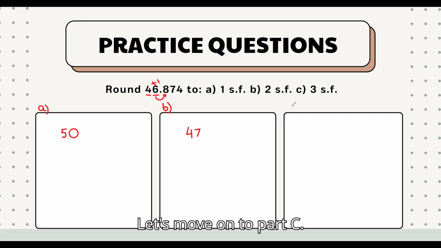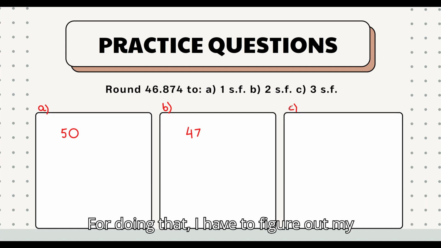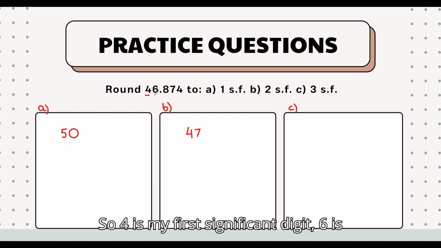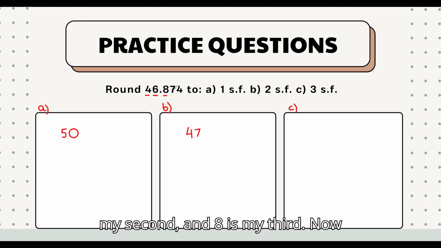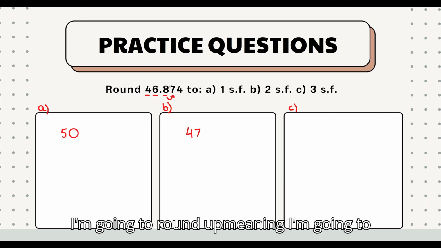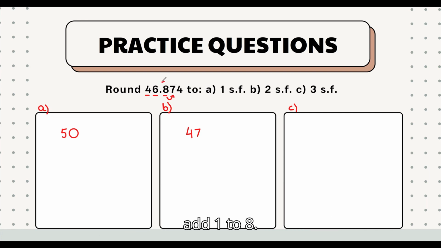Let's move on to part C. Part C says to round the number to 3 significant digits. For doing that, I have to figure out my third significant digit. So 4 is my first significant digit, 6 is my second, and 8 is my third. Now I'm going to look at 8's right where I have 7. Because 7 is greater than 5, I'm going to round up, meaning I'm going to add 1 to 8. So my answer is going to be 46.9.